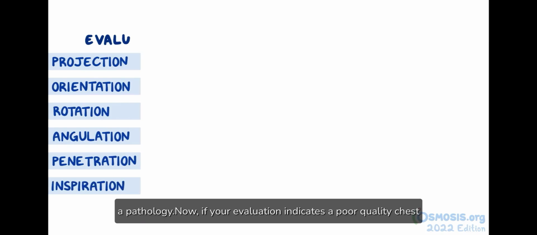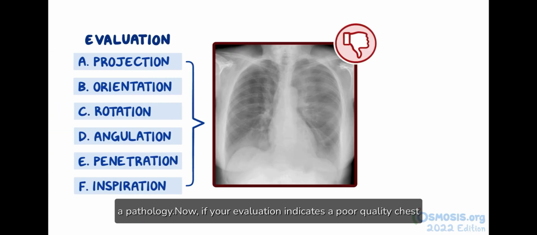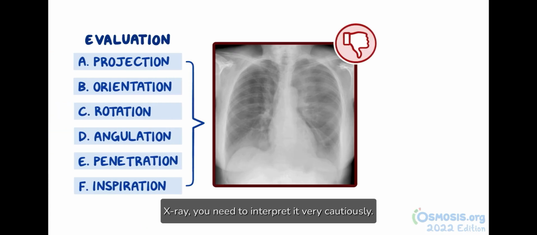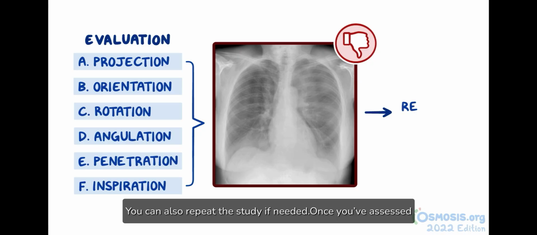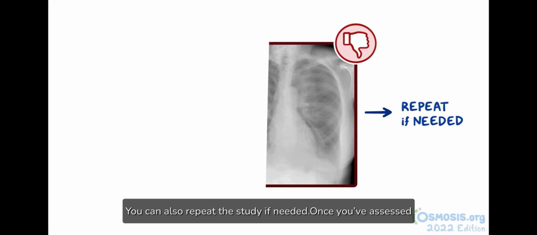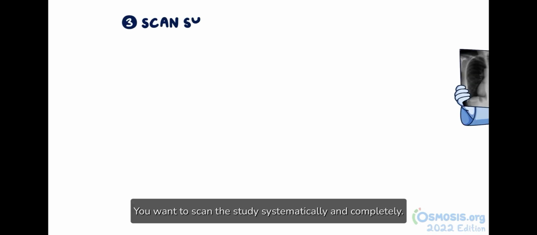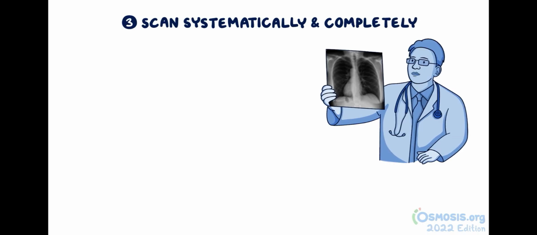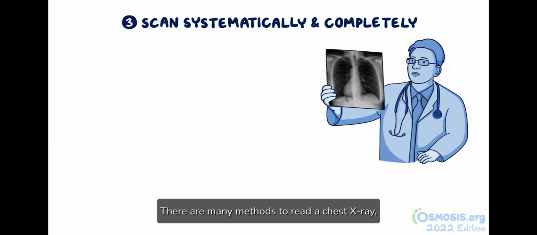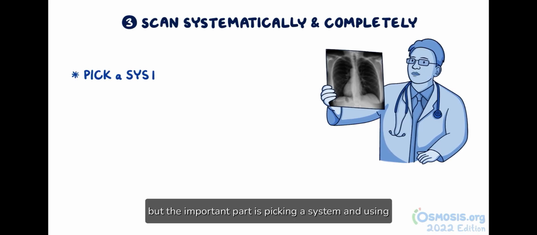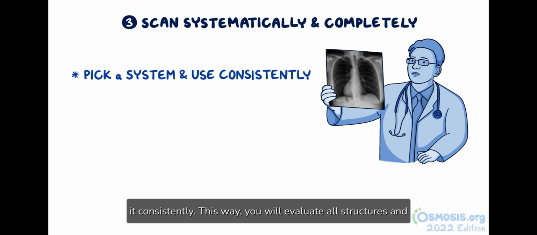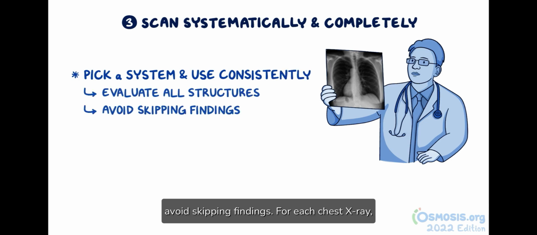Now, if your evaluation indicates a poor quality chest X-ray, you need to interpret it very cautiously. You can also repeat the study if needed. Once you've assessed the quality of the chest X-ray, you are ready to read it. You want to scan the study systematically and completely. There are many methods to read a chest X-ray, but the important part is picking a system and using it consistently. This way, you will evaluate all structures and avoid skipping findings.